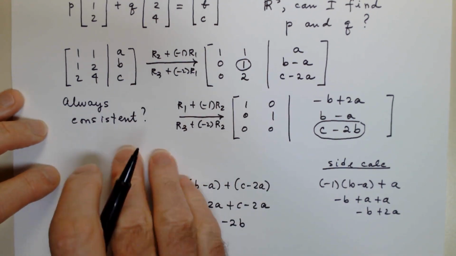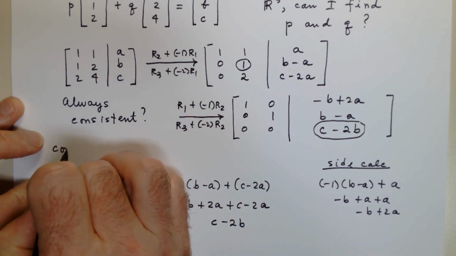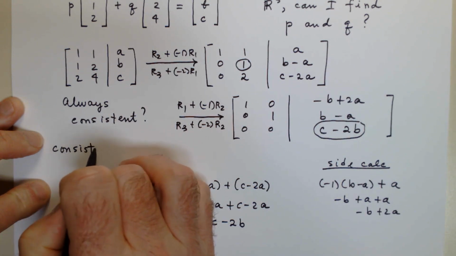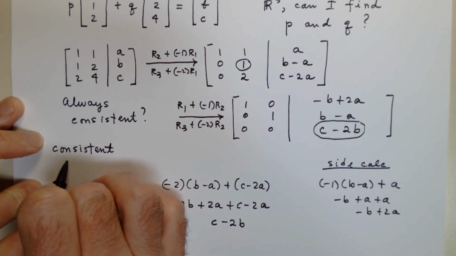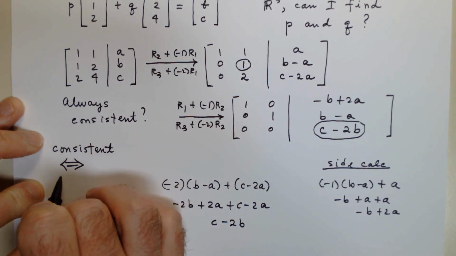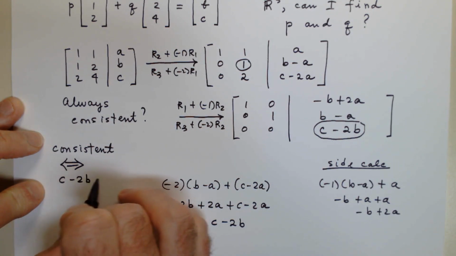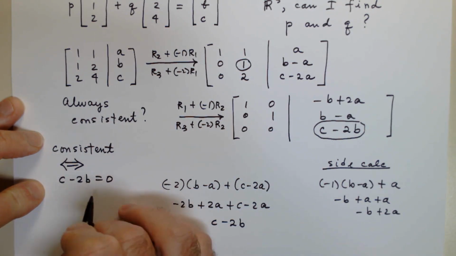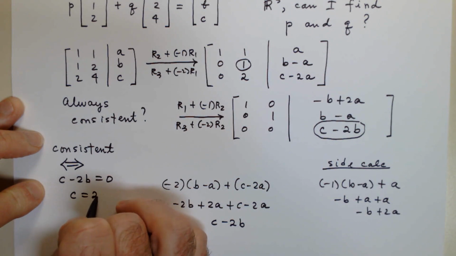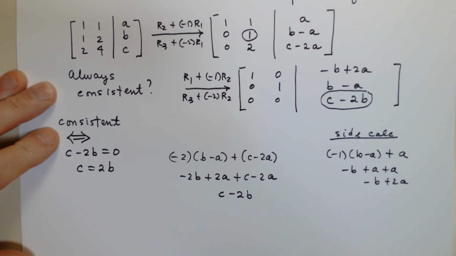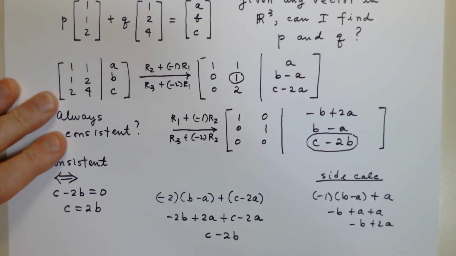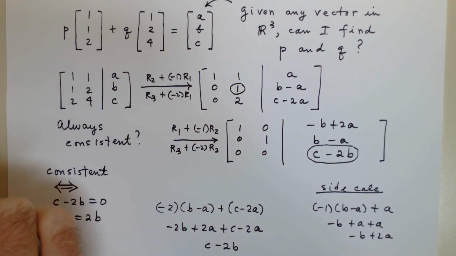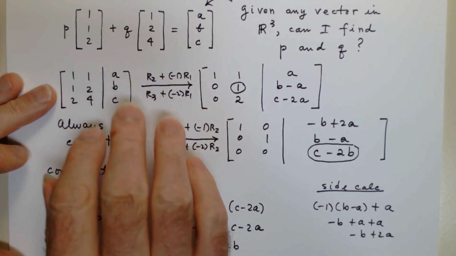So our system will be consistent if and only if c minus 2b is equal to 0, or equivalently, c is equal to twice b. Now, I feel like that's not quite answering the question, right? Let's make sure we understand what's going on here.